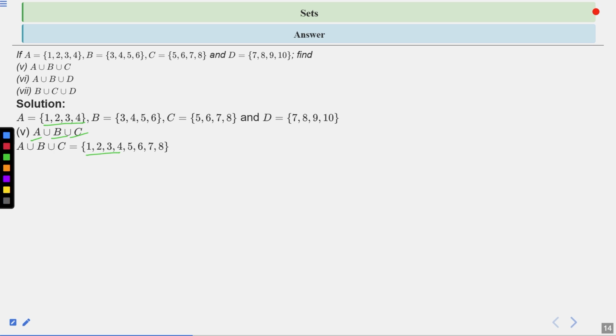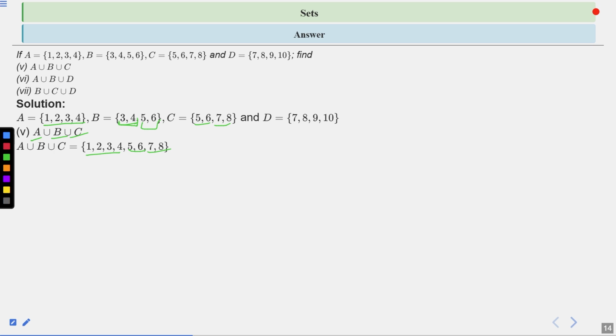So, not writing again 3, 4. Just write down 5, 6. Now we have already written 5, 6. So just write down 7, 8. So we have taken all the elements from set A, B and C.